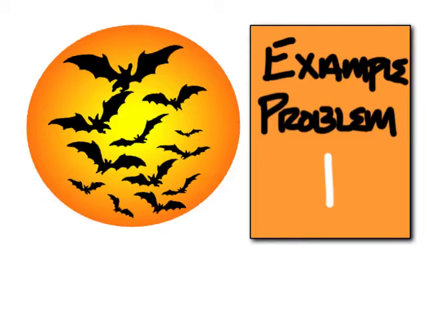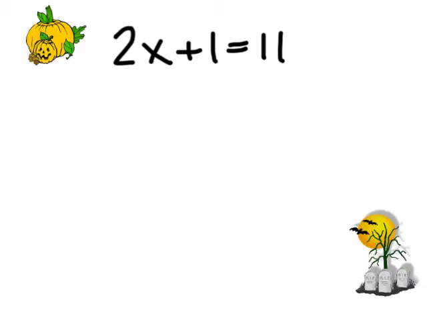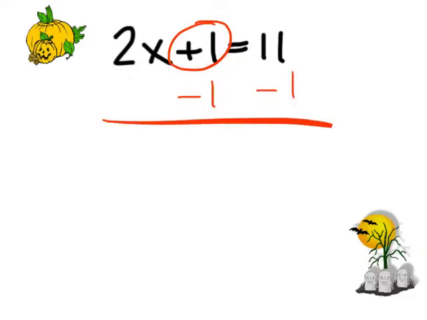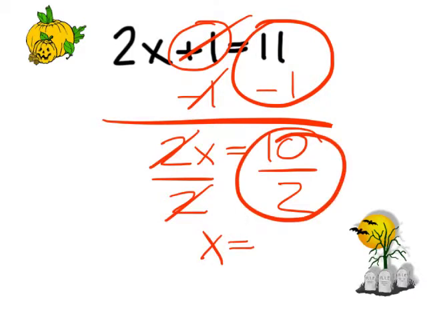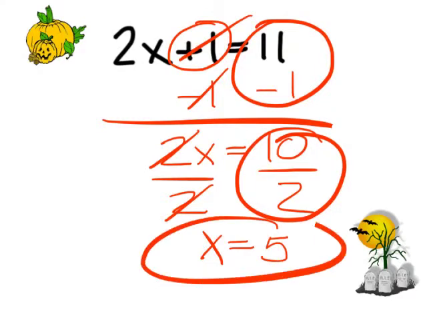Example problem number 1. You have a +1 here beside the 2x. Since it's +1, you're going to subtract 1 from both sides. These cancel out, and you're left with 2x equals 11 minus 1, which is 10. Now divide both sides by the number next to the x, which is the 2. The 2's will cancel out, and you're left with x equals 10 divided by 2, which is 5. If you need to finish copying that later and work it out for your notes, that's fine.